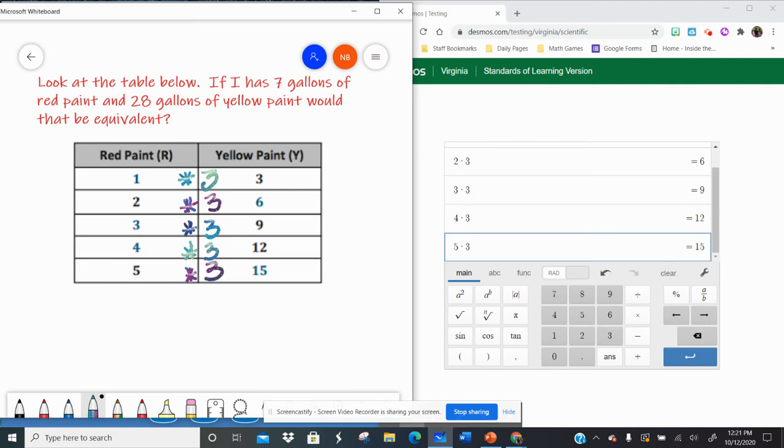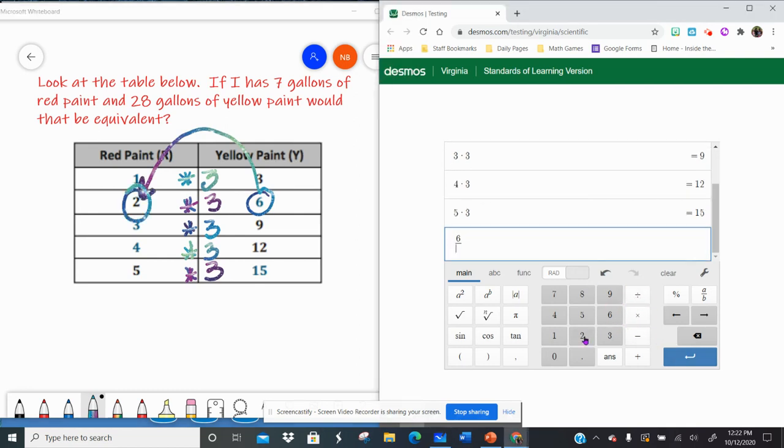If it wasn't obvious like this one, then I would work backwards. I would take a number over here and divide by the number over here to find the rule. 6 divided by 2 is 3. So that would let us know the rule if we worked backwards.